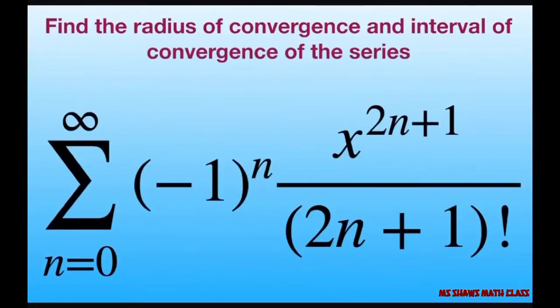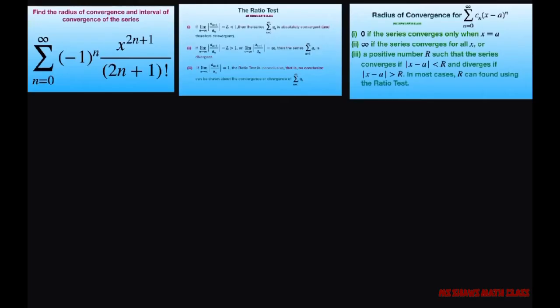Everyone, we're going to find the radius of convergence and interval of convergence for our series given here. We're going to use the ratio test given here and set it equal to -1 to see if it converges. So we're taking the limit as n approaches infinity of the absolute value of a sub n plus 1 divided by a sub n.